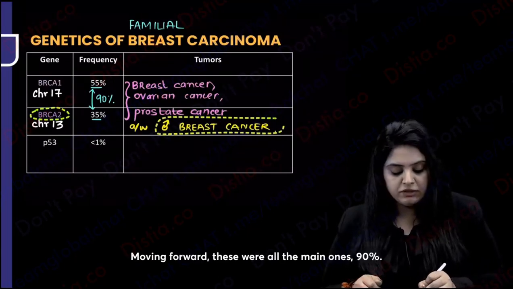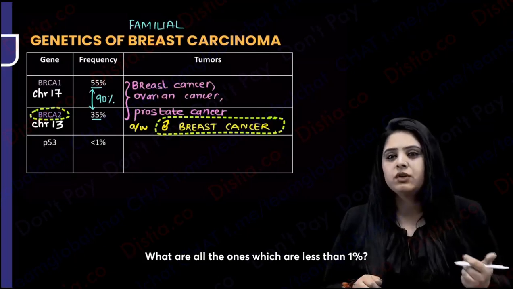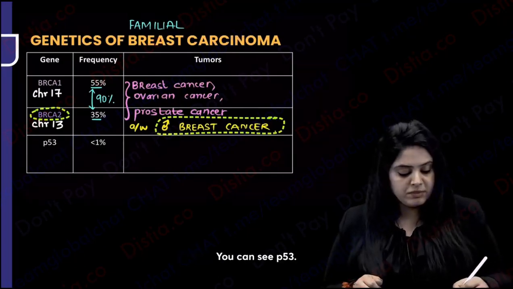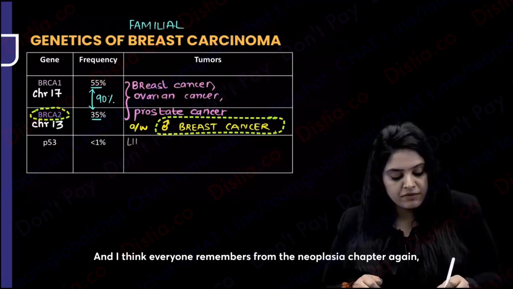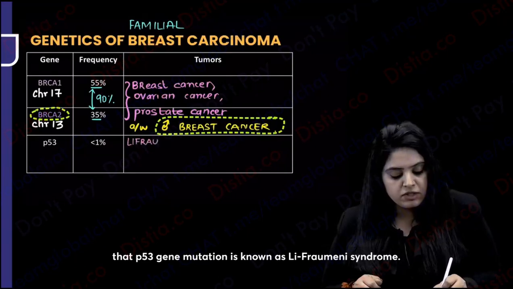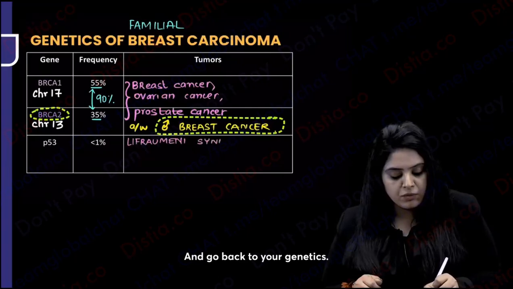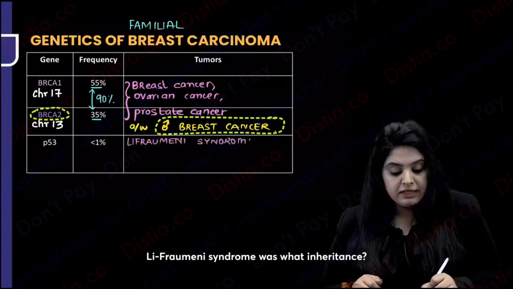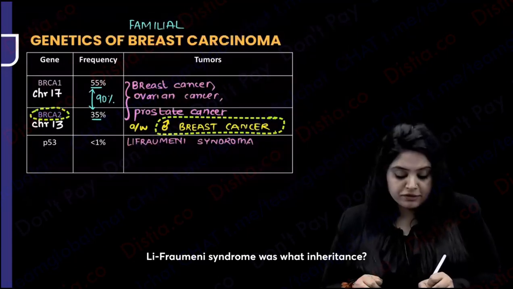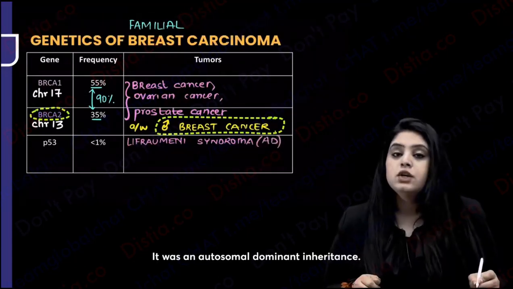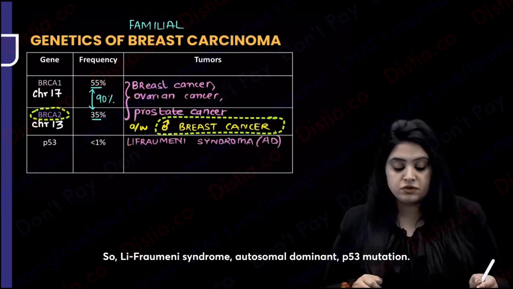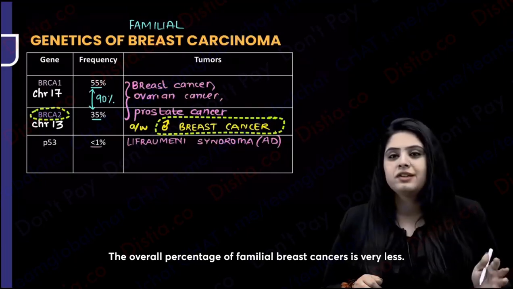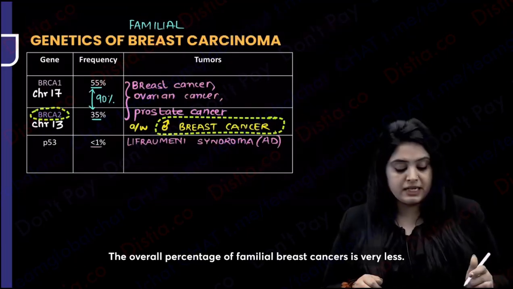Okay, moving forward, these were all the main ones, 90%. What are all the ones which are less than 1%? You can see P53. And I think everyone remembers from their neoplasia chapter again that P53 gene mutation is known as Li-Fraumeni syndrome. And go back to your genetics. Li-Fraumeni syndrome was what inheritance? It was an autosomal dominant inheritance. So Li-Fraumeni syndrome, autosomal dominant, P53 mutation, the overall percentage of familial breast cancers is very less.